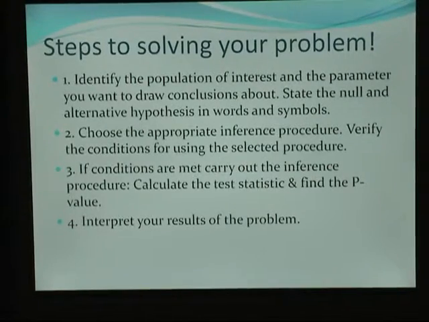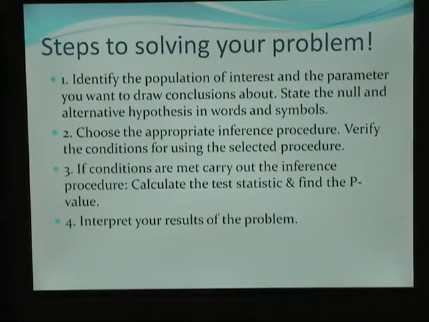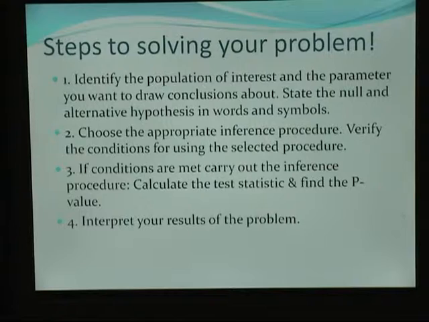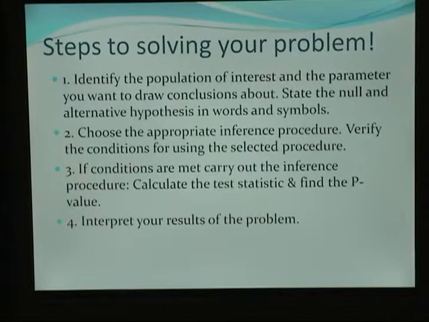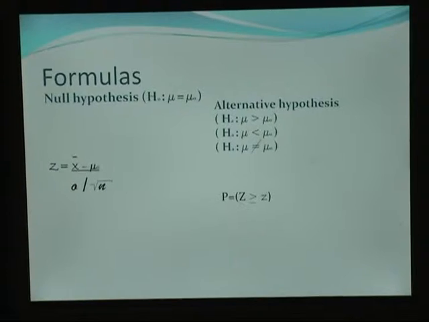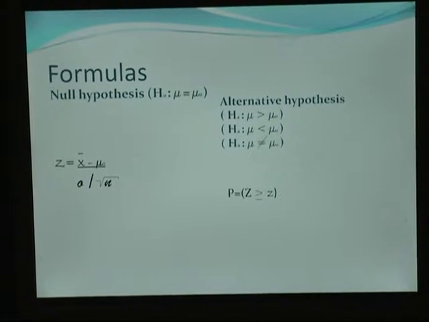Steps to solving your problem. First, you want to identify the population of interest and the parameter you're trying to draw conclusions about. Then state the null and alternative hypothesis given. Choose the appropriate inference procedure, and make sure that you have all the conditions necessary to use that procedure. Third, if all the conditions are met, carry out the procedure by calculating the test statistic and finding the p-value. Finally, interpret your results.